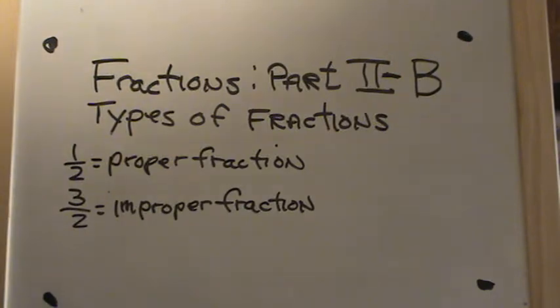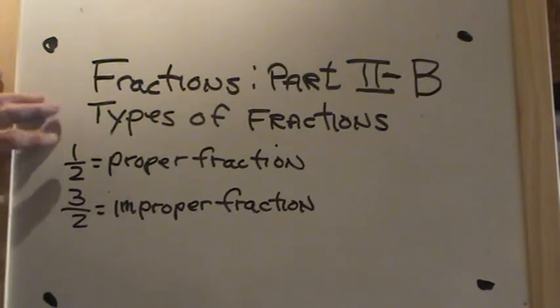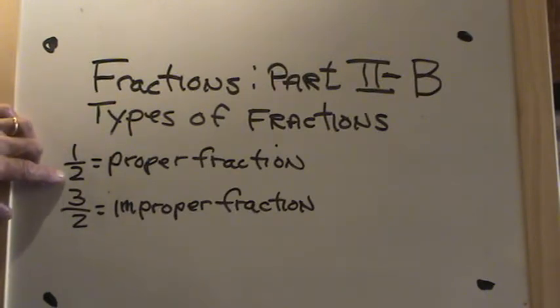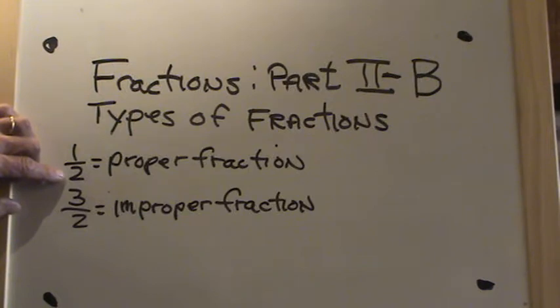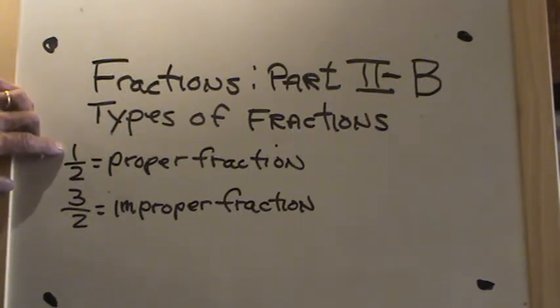Types of fractions. Now, in Part 2A, in the first Part 2, we talked about proper fractions and improper fractions. So let's quickly review. First of all, a fraction has a numerator, a denominator, and a division line. The denominator tells us how many pieces are in one whole. In this case, there are 2 pieces in one whole. The numerator tells us how many pieces we're interested in.